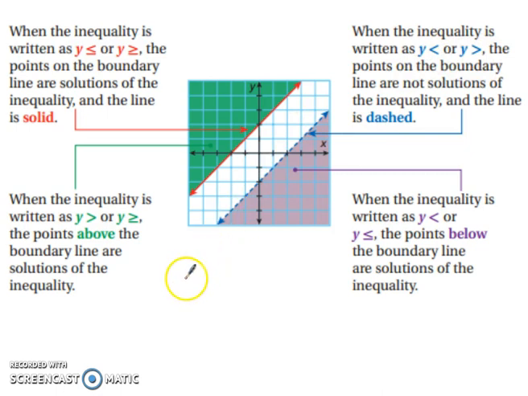And now we have one more step. We have to shade. So when y is greater or greater than or equal to, you're going to shade above. You can think of it this way. Y is bigger. So where is y larger? Well, it's larger above, so that's why you shade above. The opposite is correct as well. So when the inequality is written as y is less than or equal to, where on the graph is y smaller? Y is smaller below, so you would shade below.